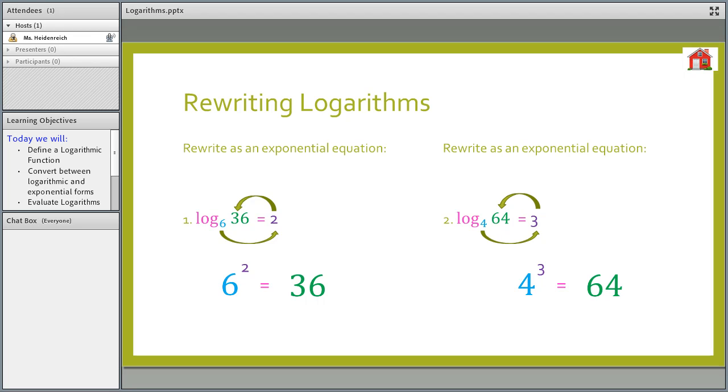And you notice the exponential equation makes sense. It should make sense mathematically. It should not say something that's totally ridiculous, like 6 to the 36th power equals 2. That would not make any sense.